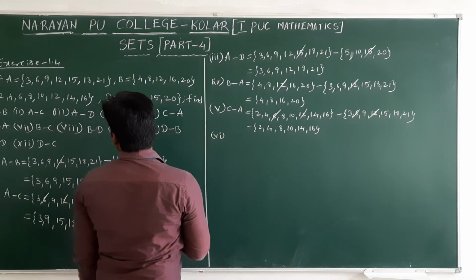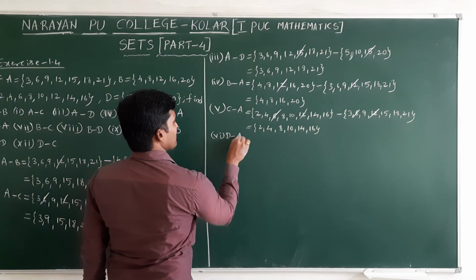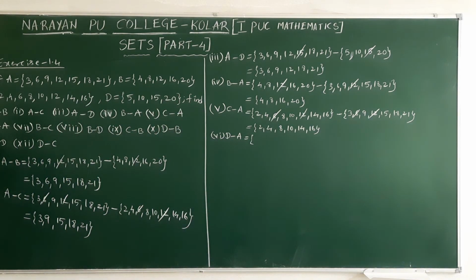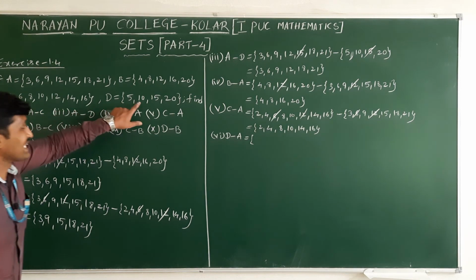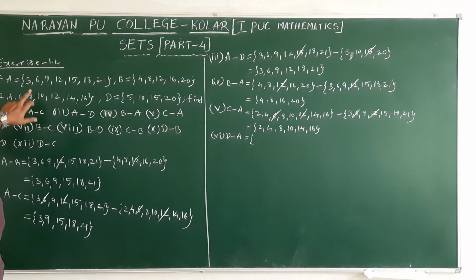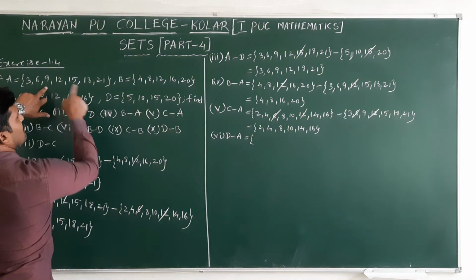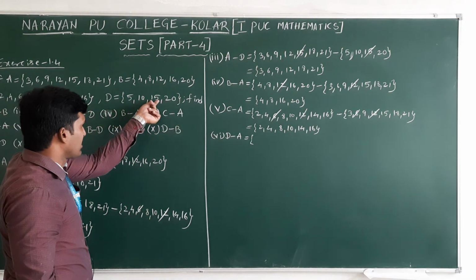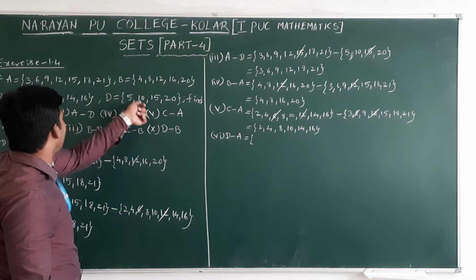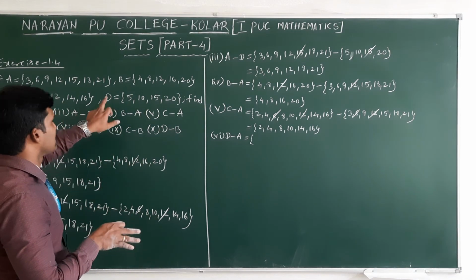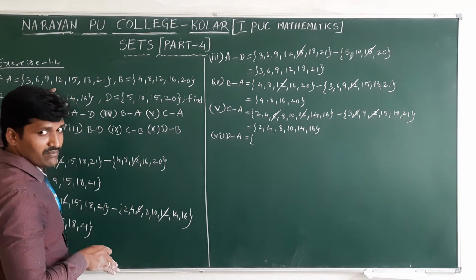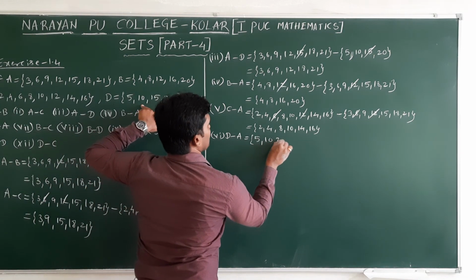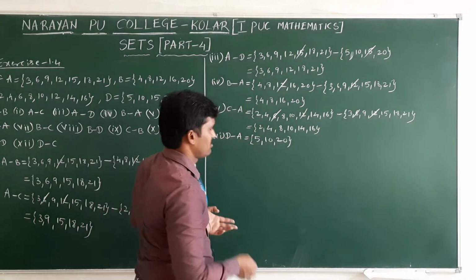Sixth question, D minus A. From here I can directly cancel. Understood now? Between D and A, what are the common elements? Take the remaining elements from D. Is there any common element in D and A? Here 15. Except 15, the remaining are not there. That's why we exclude 15, because 15 is common to D and A. The set contains elements only present in D which are not present in A. 15 is present, that's why we are not taking it. The remaining are 5, 10, 20. The method is like this only.